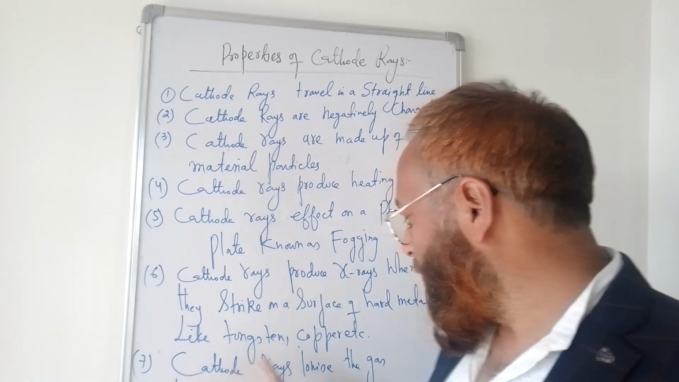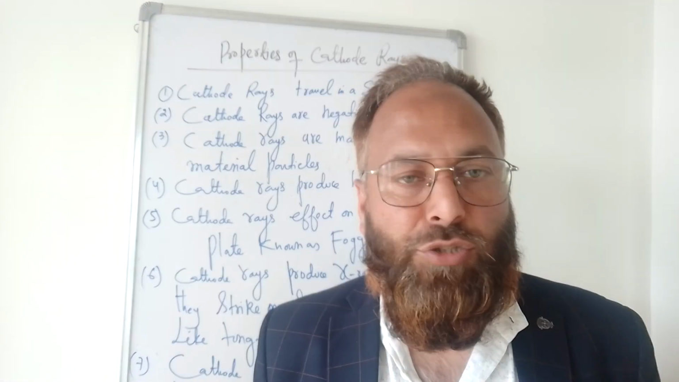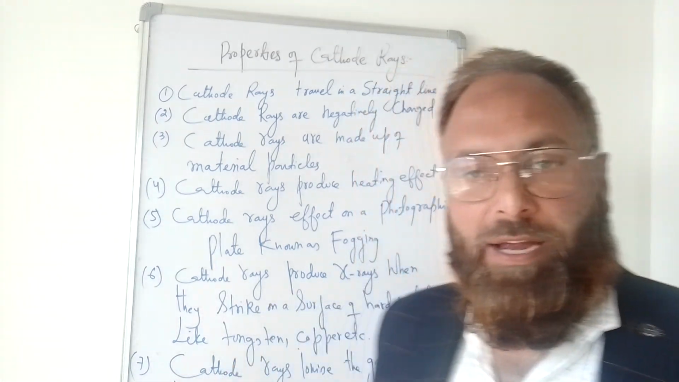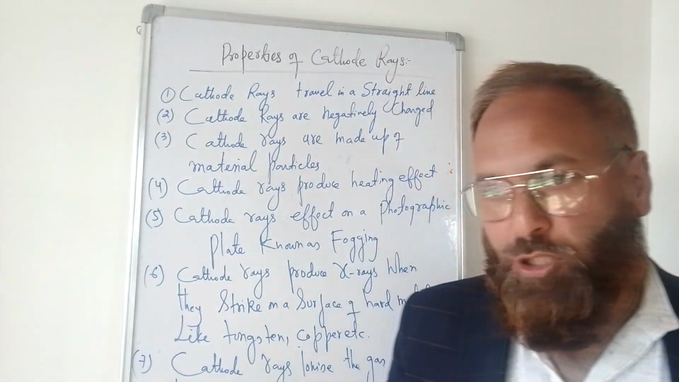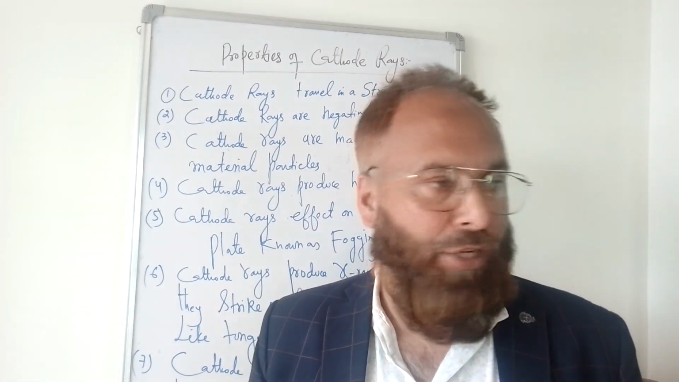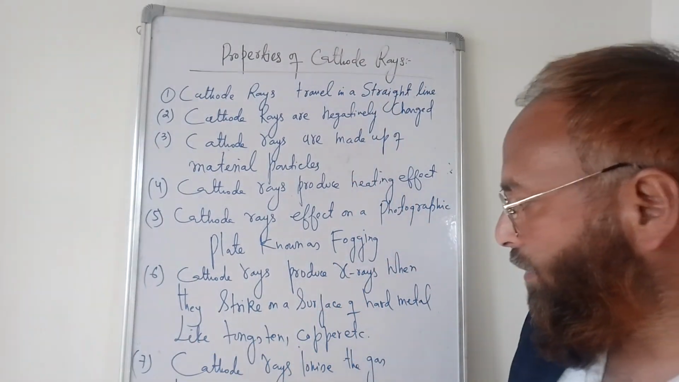And seventh, cathode rays ionize the gas through which they pass. In the discharge tube experiment, when high voltage is applied, the gas molecules in the tube show ionization, positive and negative. The negatives are actually cathode rays, which move from cathode to anode. This is another property.